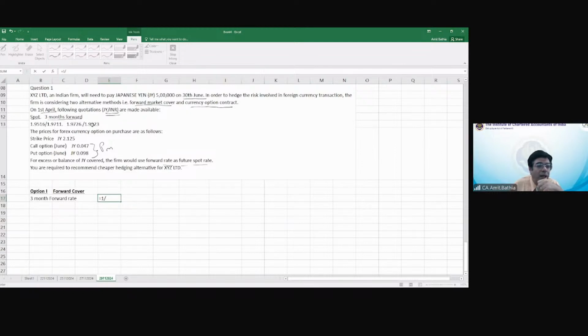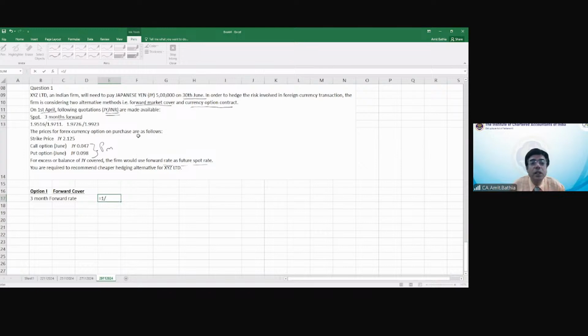So do you want to buy INR? No, I will buy Japanese yen. You want to buy Japanese yen, right? By selling rupees. Exactly. So if you are going to sell rupees, then it is going to be which rate? 1.9726. But this is a direct quote, right?